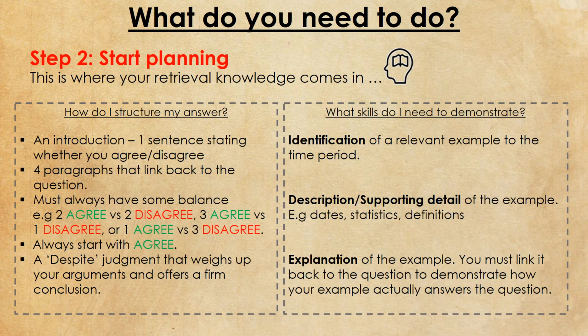What skills do you need to demonstrate then in terms of actually answering this? Well, you need to identify relevant examples to the different time periods that you're talking about. You need to offer some supporting detail to those identified examples and describe them. So again, that could be dates, statistics, definitions. And then most importantly, just like in the 10-mark question, you need to actually explain how that example is answering the question. So how is that example that you've used demonstrating that this time period did see a significant change or didn't see a significant change? Okay.